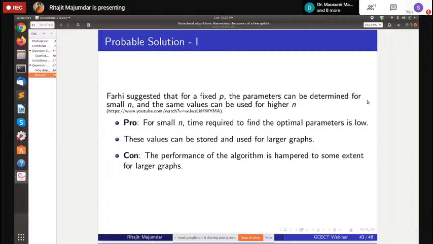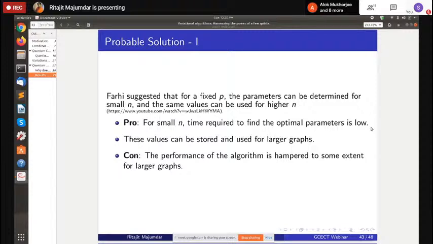So that actually is a very nice solution, but it has some drawbacks: for higher n, it is possible that the performance of the algorithm is hampered because of this. Maybe there were some other parameter values which would have given you a better solution, but you are using some other parameter values. So the performance of the algorithm can be hampered. However, Farhi has used some numerical simulations and shown that there is a performance degradation using this technique, but it is not humongous.